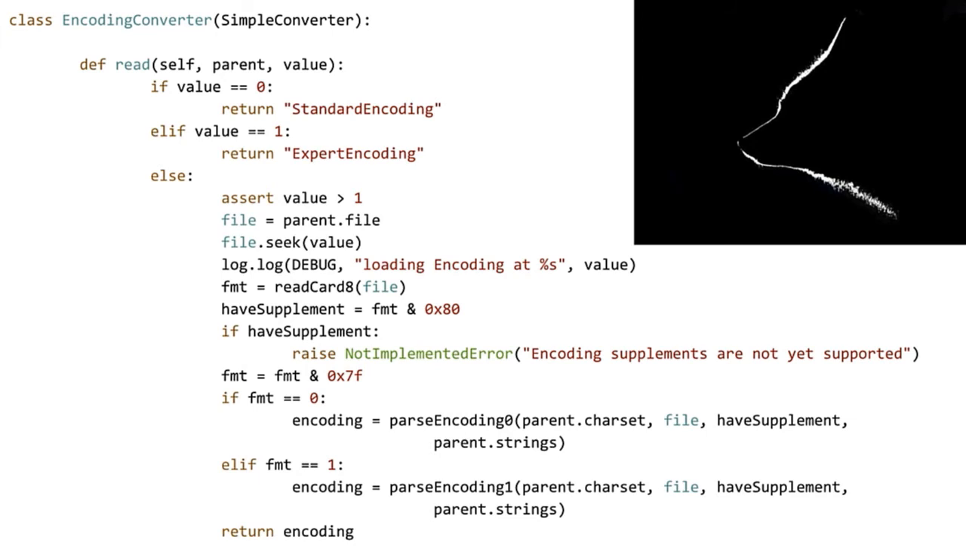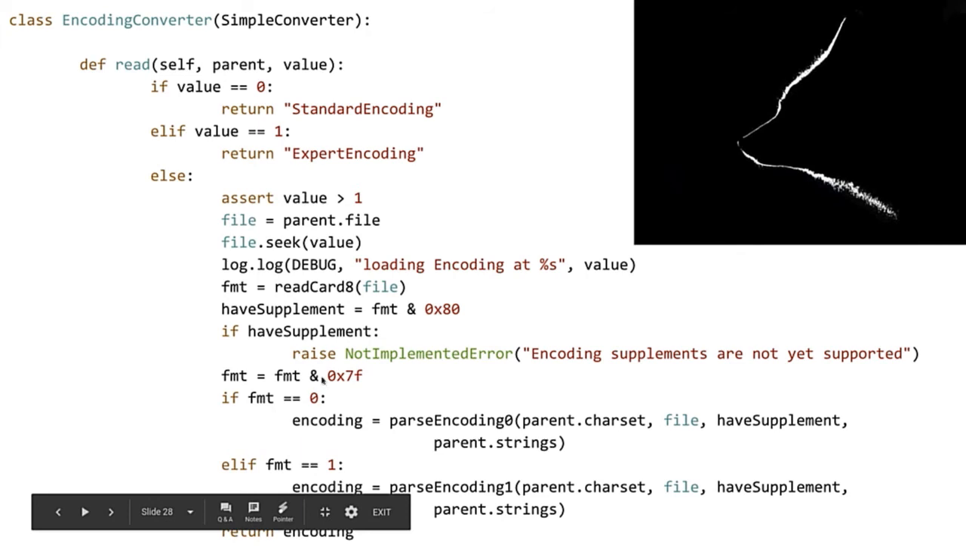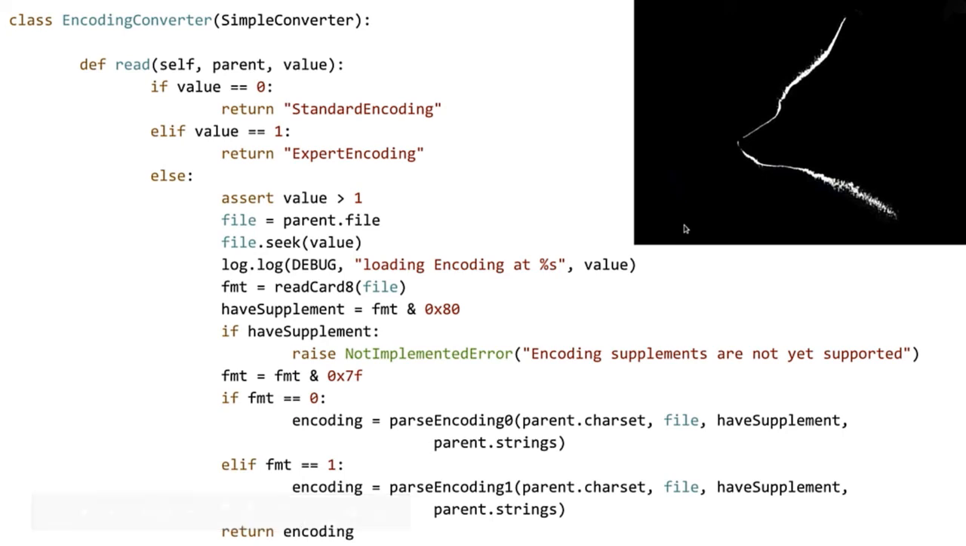This is another piece of code. This one is from the fontTools CFF module, from an encoding converter. The converter basically just means reader. So it reads, the encoding type is passed in, it seeks to the correct position, and then reads the format. Depending on the format, it parses encoding formats 0 or 1. Again, there's a bug in this code. Can you spot it? Obviously not.